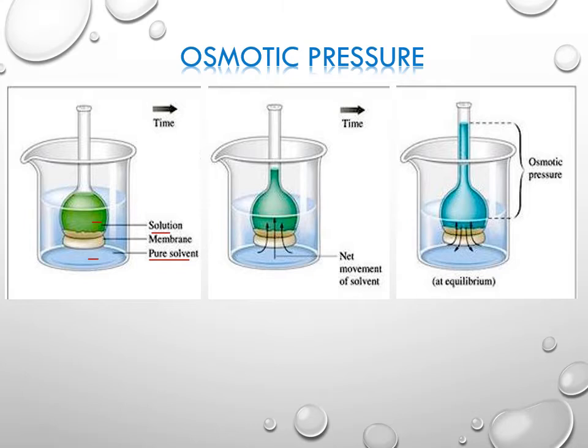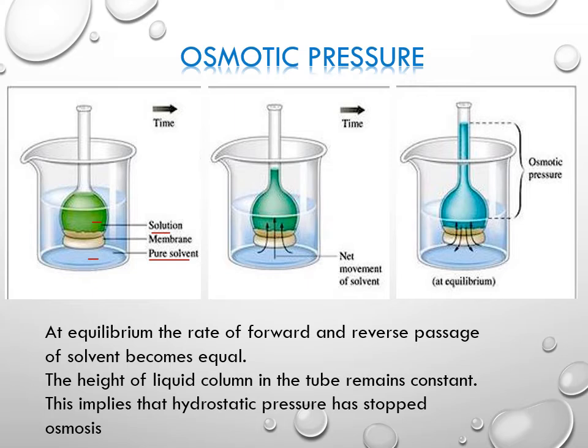This will continue till an equilibrium stage is reached or till a pressure is exerted which will stop the flow of solvent. So this pressure which is stopping the flow of solvent is called as osmotic pressure. So at equilibrium what happens? The rate of the forward and the reverse passage of solvent becomes equal. So there won't be any movement and the height of the column will remain constant. So this shows that the hydrostatic pressure has stopped the osmosis.